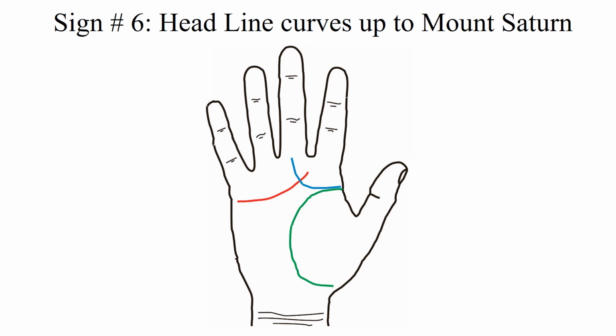Sign number 6. Headline curves up to Mount Saturn. This unfortunate sign is considered very negative. In this case, the person would suffer from mental illness, specifically being slow, due to reduced mental abilities. This sign also reveals the possibility for an early termination of life, after the person suffers from paralysis. However, such a negative outcome would need to be confirmed after analyzing all other signs.